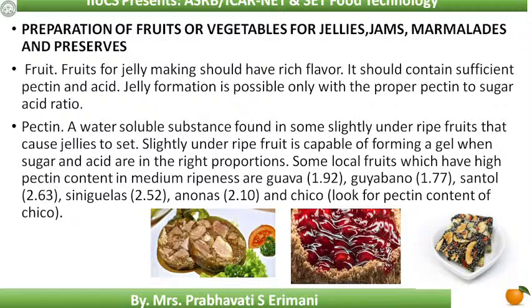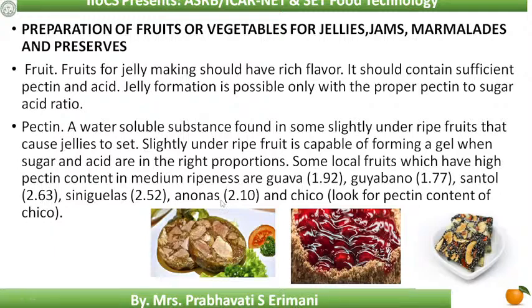Pectin is a water soluble substance found in some slightly underripe fruits that cause the jellies to set. Slightly underripe fruit is capable of forming a gel when sugar and acid are in the right proportion. Very sensitive, it looks simple. In the lab also, sometimes a little bit of error while weighing causes syneresis, I told you, watery, and proper setting will not be there. Then how will the shelf life be? Soon by morning it has less shelf life, if you are manufacturing. So the proper ratio is required.